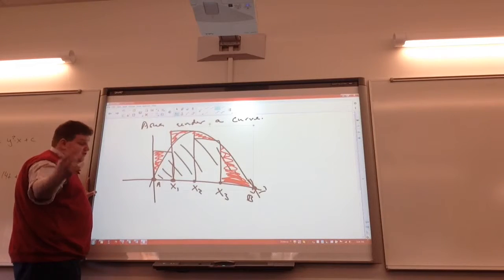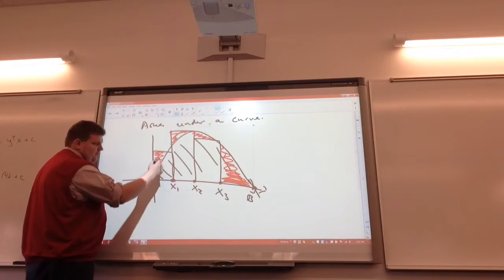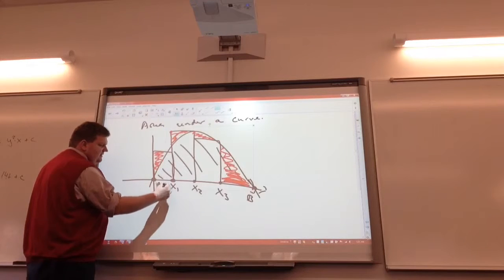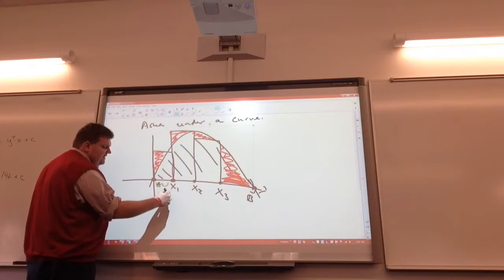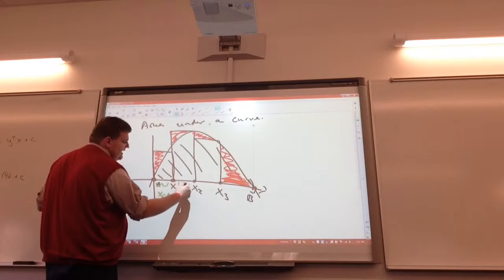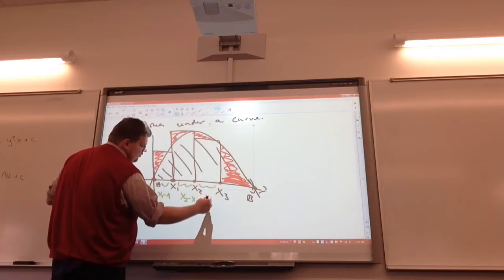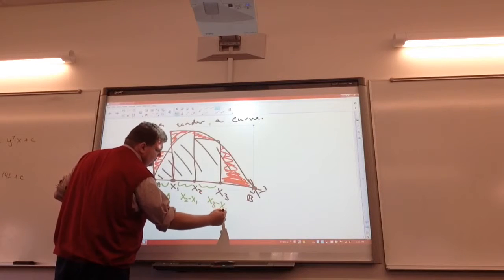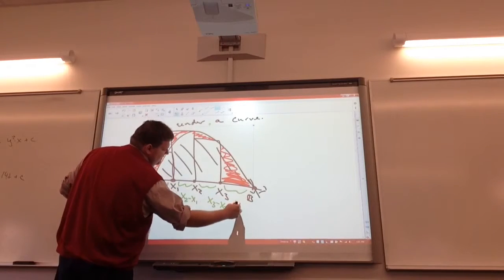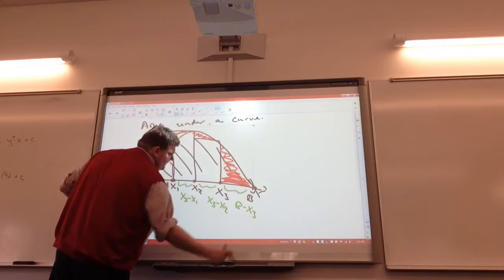Between points. The distance between points, right? So for my first rectangle, it would be the distance between x sub 1 minus a. For this one right here, it would be x sub 2 minus x sub 1. This one would be x sub 3 minus x sub 2. And this one here would be b minus x sub 3, right?